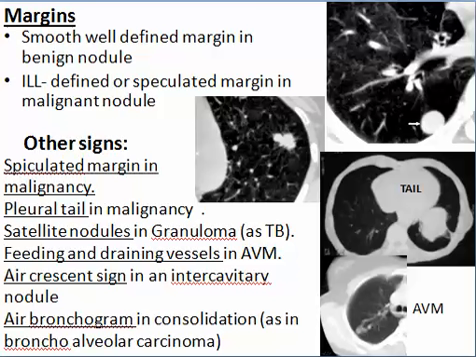So again, if you find feeding vessel, it is feeding and draining vessels and AVM. If you find more than one around each other and you exclude the deposit, please think of TB. If you find a pleural tail or spiculated margin, this is more with malignancy. Spiculated or ill-defined margins are more with malignancy.